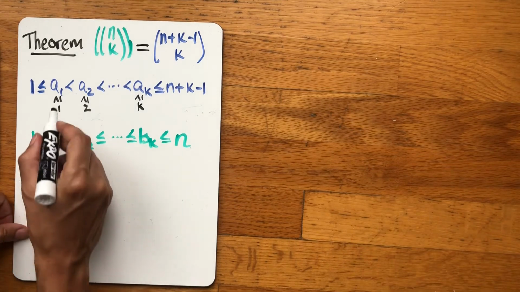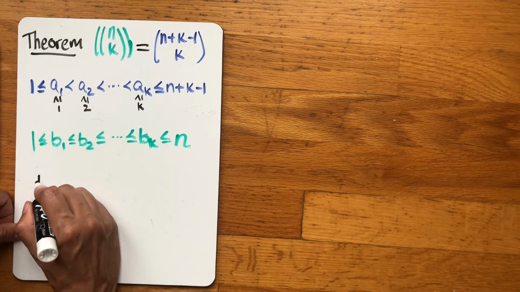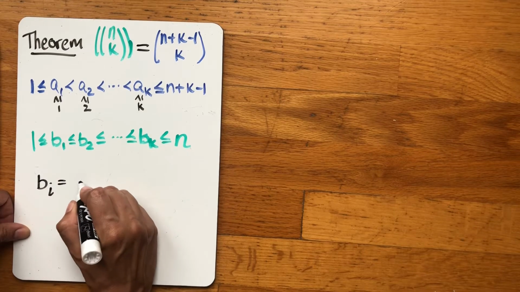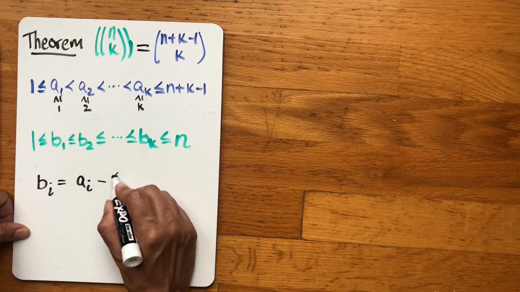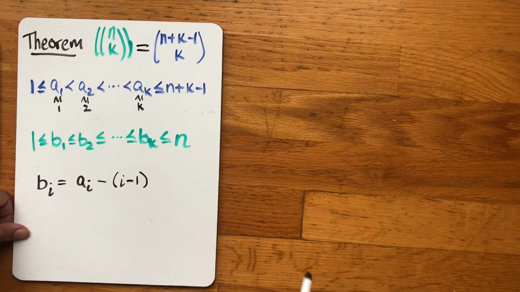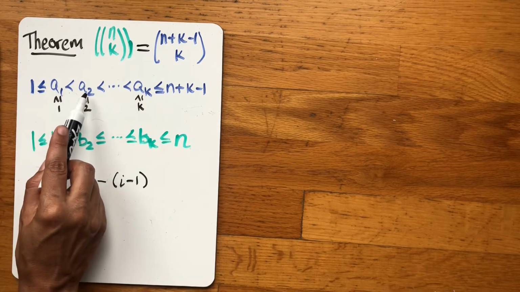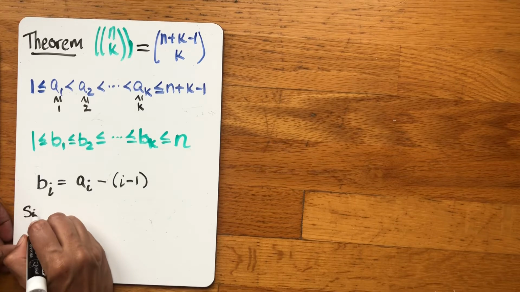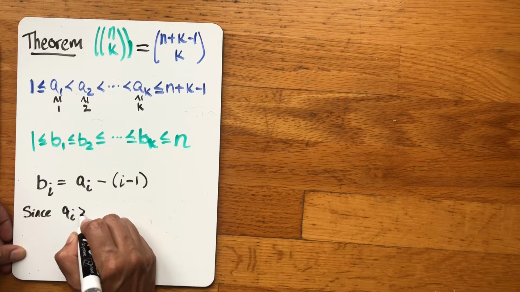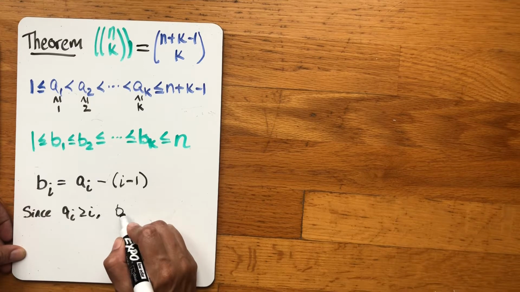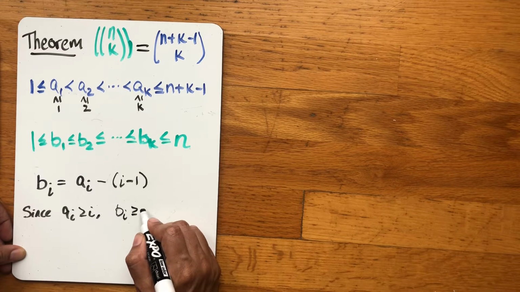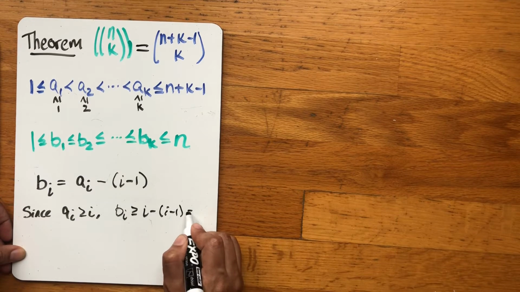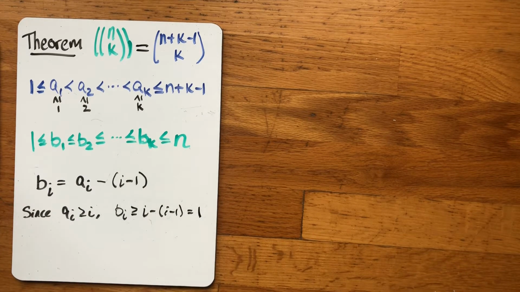And so the bijection from the blue set to the red set is that we define BI to be AI minus the biggest amount we know we can subtract off, which is I minus 1. So we subtract nothing from A1, 1 from A2, and so on to K minus 1 from AK. Now let's check that we get a weak inequality. Since we know that AI is at least I, it follows that BI is greater than or equal to I minus I plus 1, which is 1. So the BI's are positive integers.